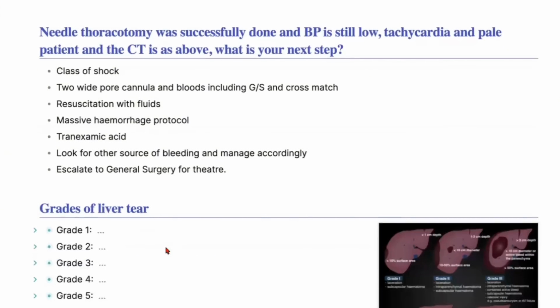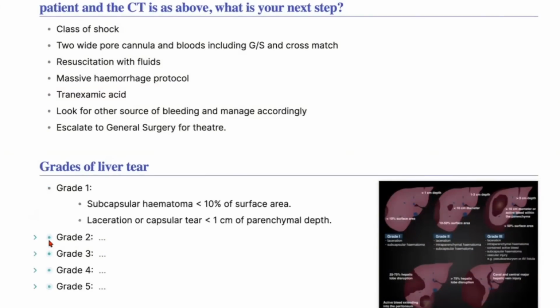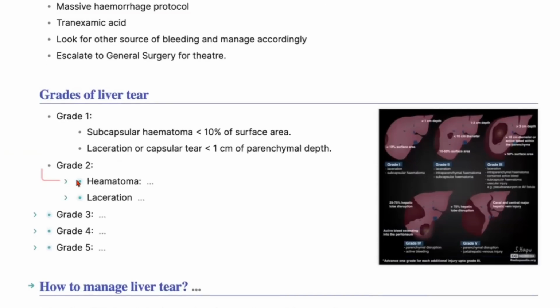So this is where you have hepatic lobe involvement. Grade 4 would be up to 75% of hepatic lobe involvement, and grade 5 is where we get over 75% hepatic lobe involvement. And how would you manage a liver tear?